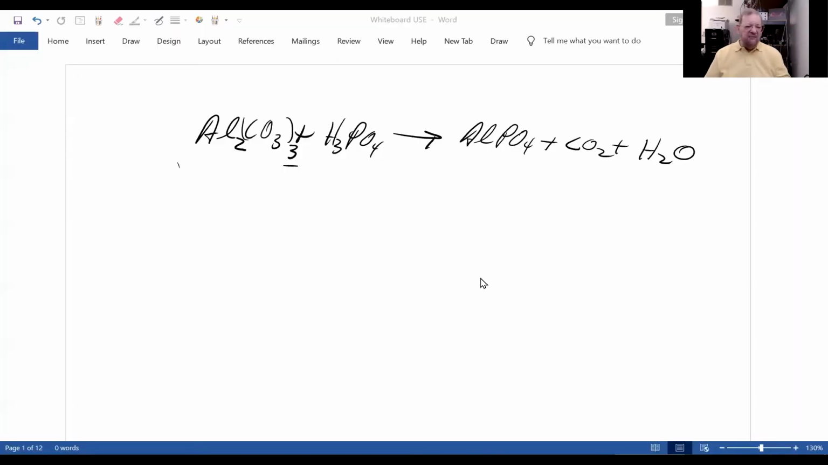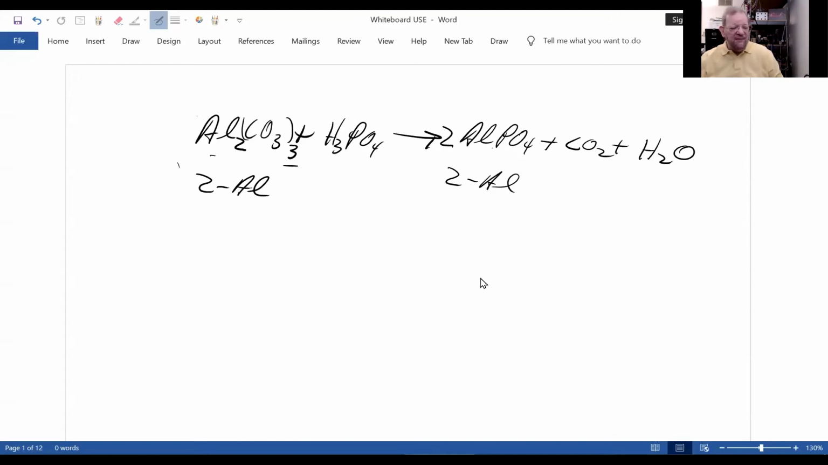All right, how do you balance it? Well, Dr. White's advice, which I follow most of the time, especially for balanced chemical equations, is leave hydrogen and oxygen last. So, aluminum, I have two aluminum. How do I get two there? I now have two aluminum.